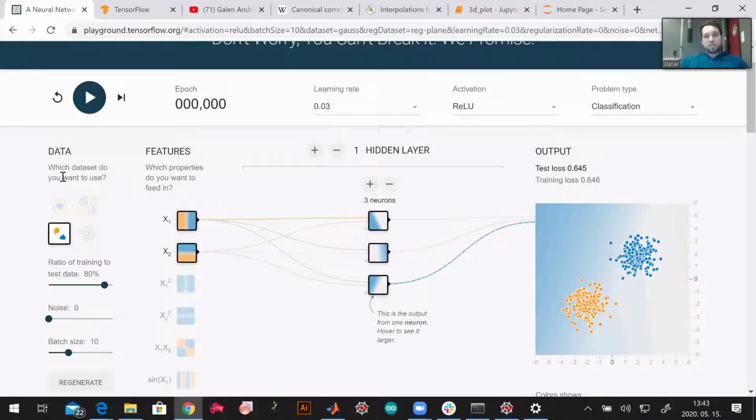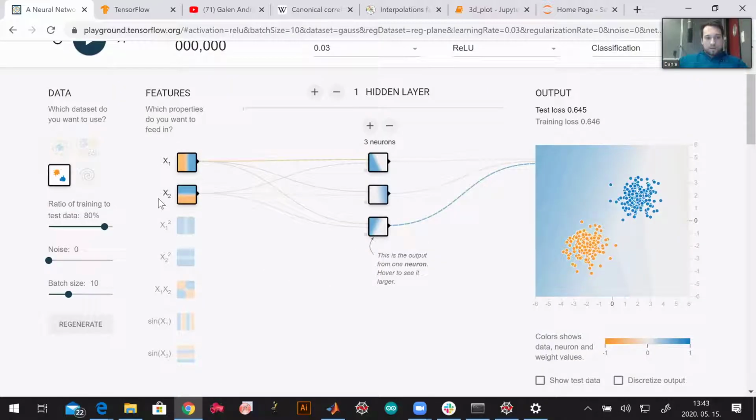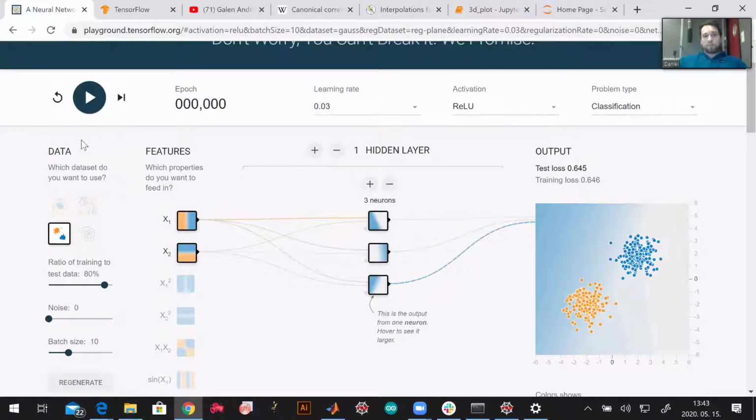These dots represent positive and negative values, and basically the task is for the neural network to learn to distinguish a boundary in which one side of the boundary it classifies an object as a blue dot, and on the other side of the boundary it classifies another object as an orange dot. You can change a lot of parameters.